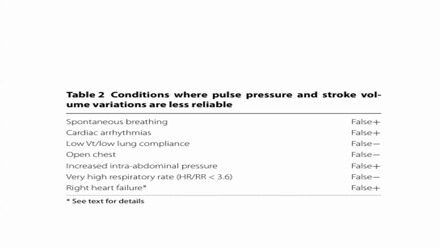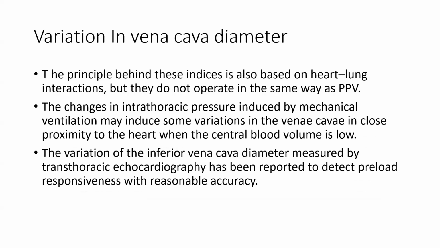So, conditions where pulse pressure and stroke volume variation are less reliable: Spontaneous breathing can give a false positive result. Cardiac arrhythmia will give a false positive result. Then low tidal volume and low lung compliance will give a false negative. Open chest will give a false negative result. Increased intra-abdominal pressure will give a false positive result. If the patient is tachypneic, the result will be false negative. In case of right heart failure, it will give a false positive result.